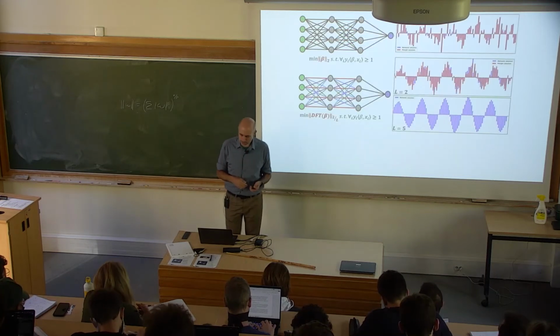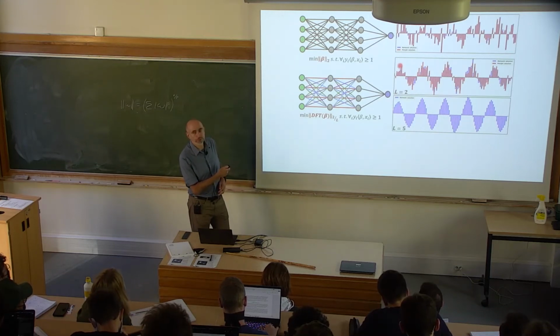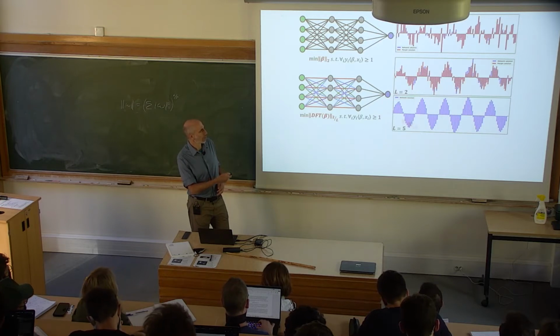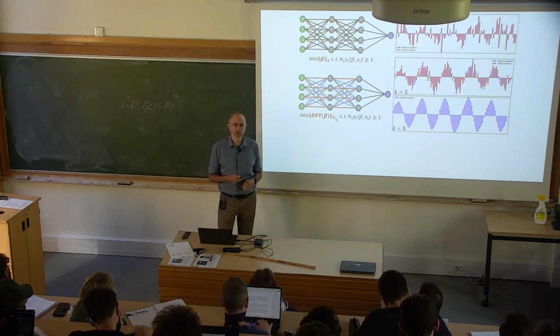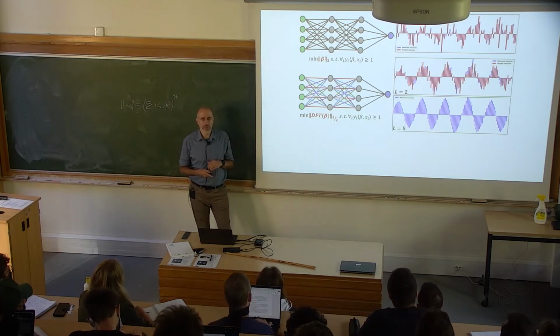So the picture is something like this. With a fully connected network, I'm not biasing towards sparsity in the frequency domain. As I go deeper and deeper, what I'm showing you here are the coefficients of the linear transformation learned by the network. I get more and more sparsity in the frequency domain. Okay.